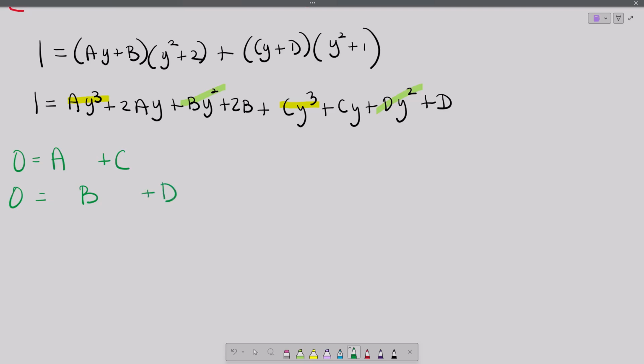Then we're going to go linear. Linear on the left is 0. Linear on the right, there's a y, there's a y. So the linears, 0 on the left. We have 2a plus c. We're almost there. Constant on the left is 1. The constant on the right looks like 2b plus d. So 2b plus d.